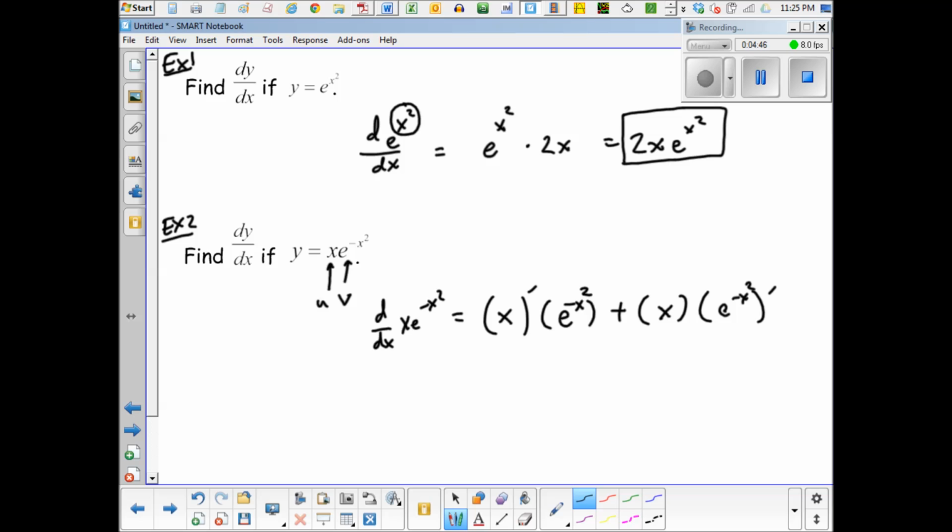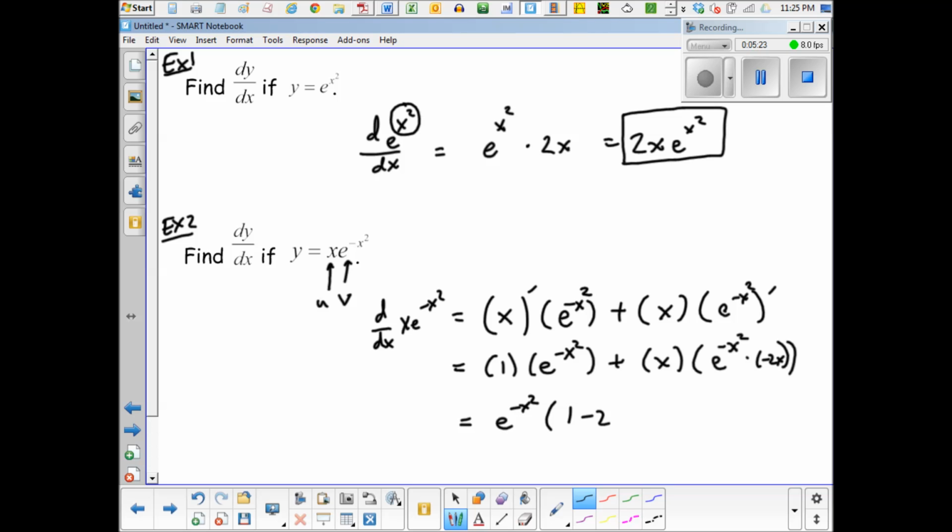Okay, so here we have a 1, and then we have e to the minus x squared, and then we have an x, and this part we did back in example 1, except it was a negative. So basically it looks like e to the something. We start off by writing e to that same thing, and then we multiply by the derivative of that something. So it's negative 2x. And if we take out the e to the negative x squared on this, we have 1 minus 2x squared.